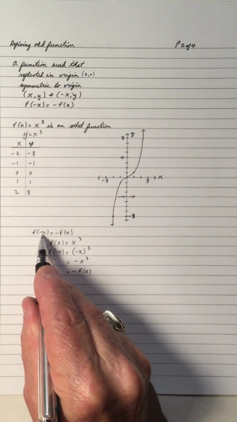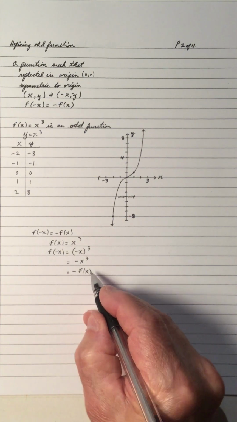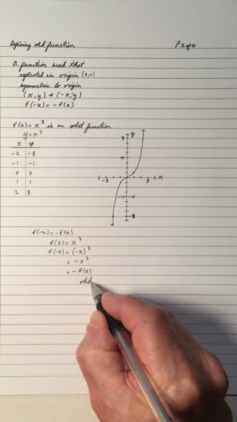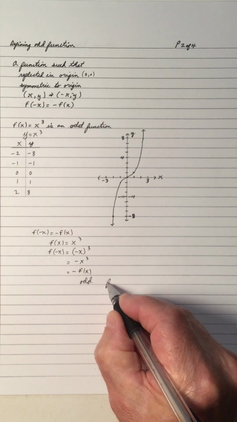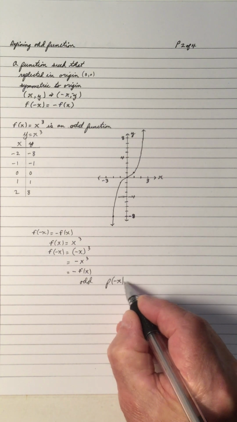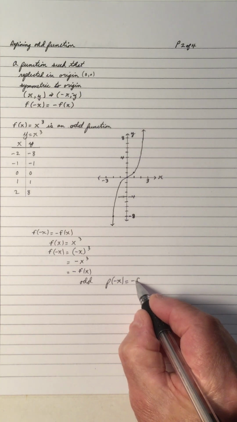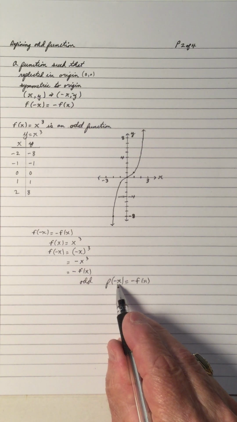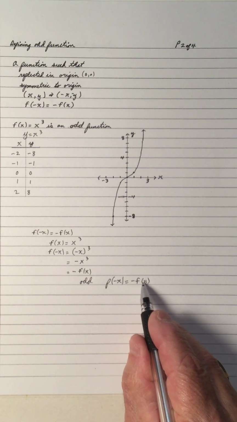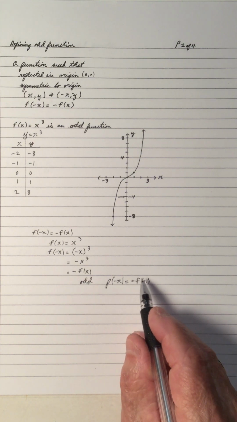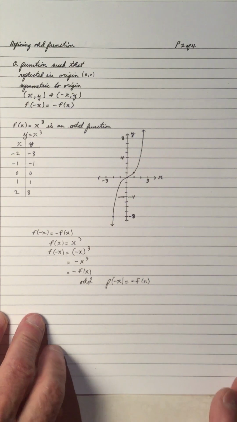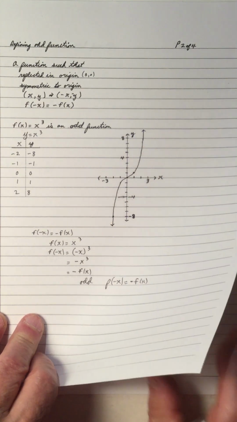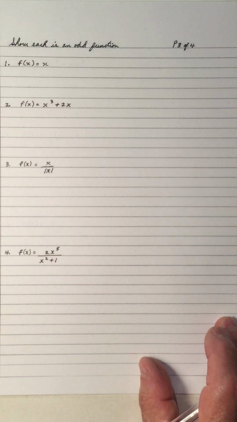So if f of negative x is equal to the negative of f of x, then it's odd. Why is it odd? Because f of negative x is equal to the negative f of x. Remember, when it's even, f of negative x is equal to f of x. For odd, we have a negative here. So it's an odd function. That's an illustration. So let's do some more examples.